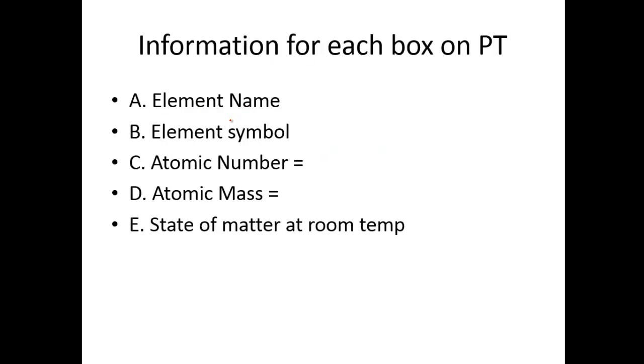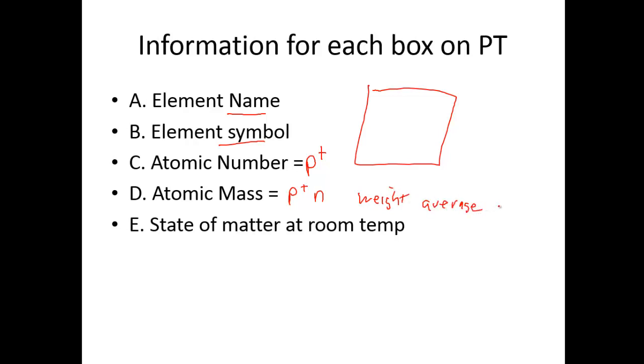Information on each box on the periodic table, generally as you're looking, you'll have that element listed out, and you'll have an element name, element symbol, the atomic number, number of protons, atomic mass, proton and neutron total, the weighted average of the isotopes. And a lot of times the state of matter at room temperature will also be seen on there. And that's just our key information beginning out on our section 6.2.